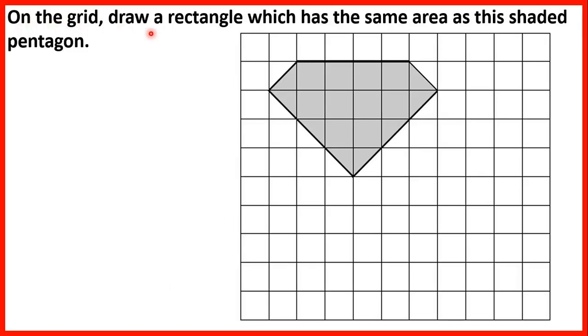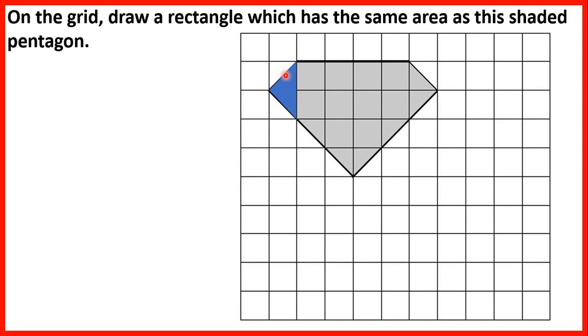On the grid, draw a rectangle which has the same area as this shaded pentagon. So the area is how much stuff there is inside a shape. So we need to count the number of squares in this shape.